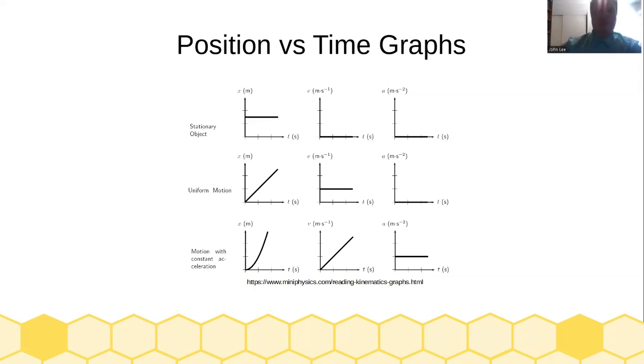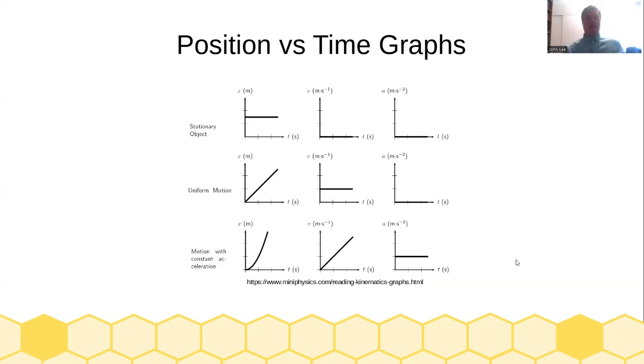So for a stationary object, x, the position, is going to be at the same point for the entire time. It's not going to go up and down. This means that its slope is 0. It's a straight horizontal line. It will never have a rise, therefore it will never have a slope, and the velocity is therefore constantly 0. Acceleration is also 0 because, as with the velocity graph, the velocity is never going to change, therefore the acceleration never changes.